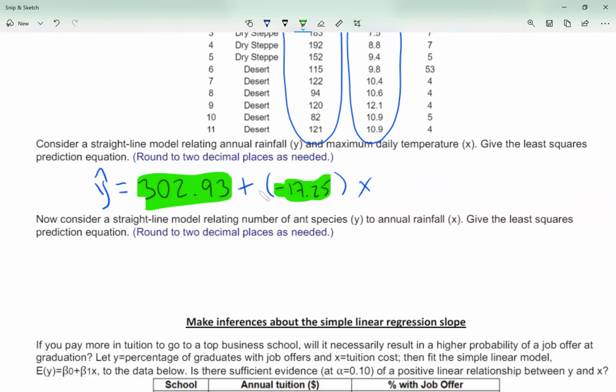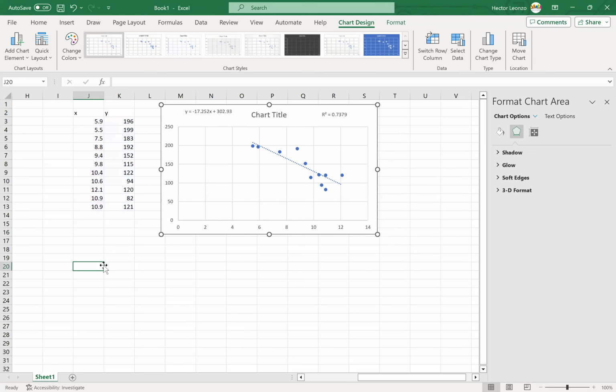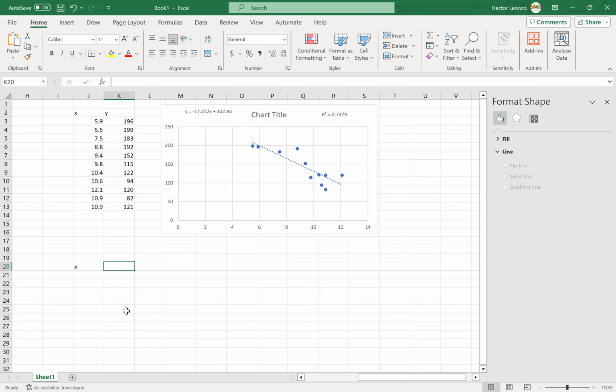Now consider a straight line model relating number of ant species, which is going to be my y value, to annual rainfall. So the rainfall is going to be my x value, and give the least squares prediction equation. Okay, so let me come back to Excel. Let me move this out of the way. I'm going to do another one here, my x and my y values. Let me use this right here instead. I'm just going to replace this. This thing works pretty well.